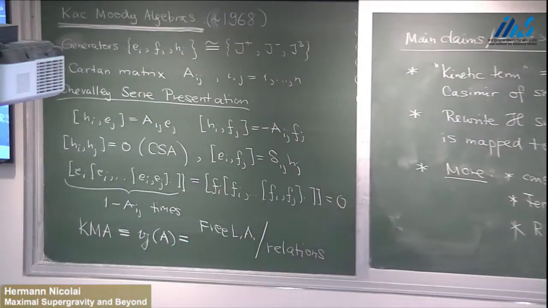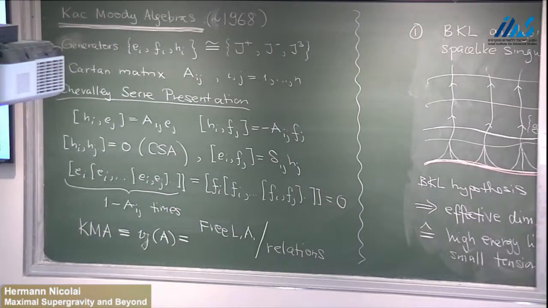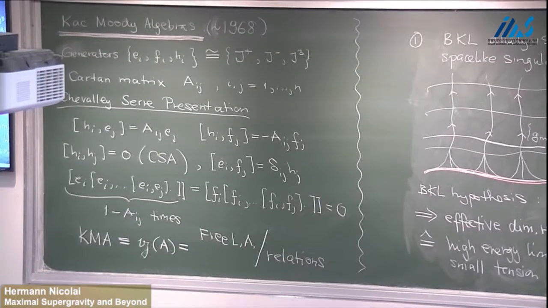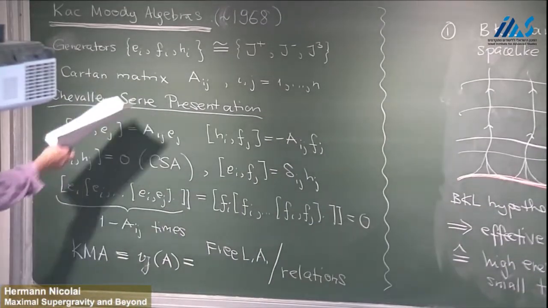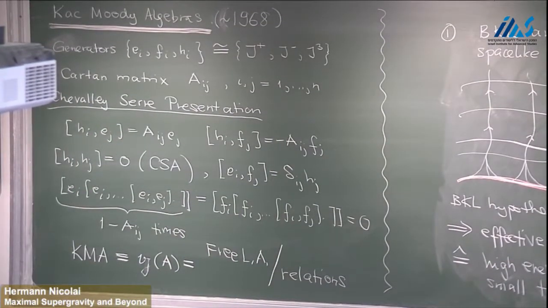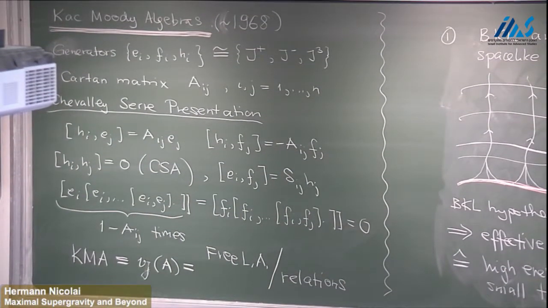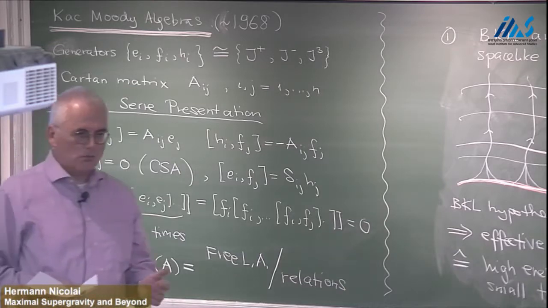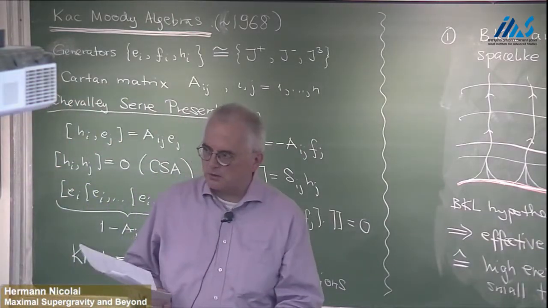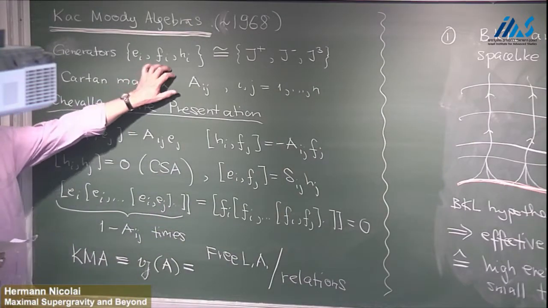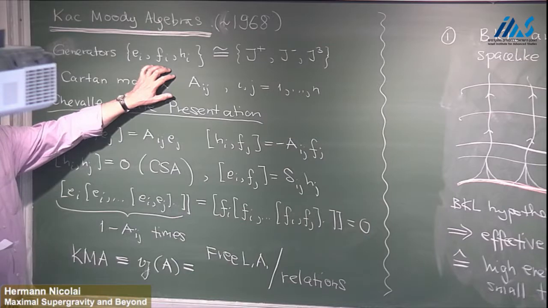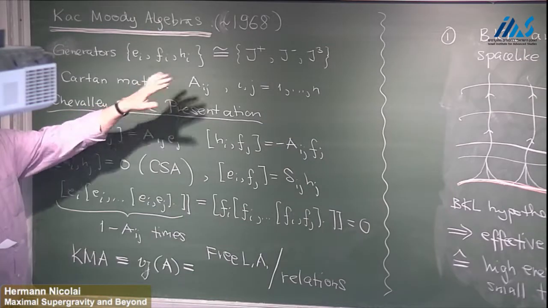So I've saved some time by giving you some basics of the theory of Kac-Moody algebras, which were in this form invented in 1968 by Kac and Moody. And the theory of Kac-Moody algebras is basically about constructing Lie algebras from basic building blocks. The basic building blocks are very simple. They are SL2 algebras, which are glued together by means of a Dynkin diagram.